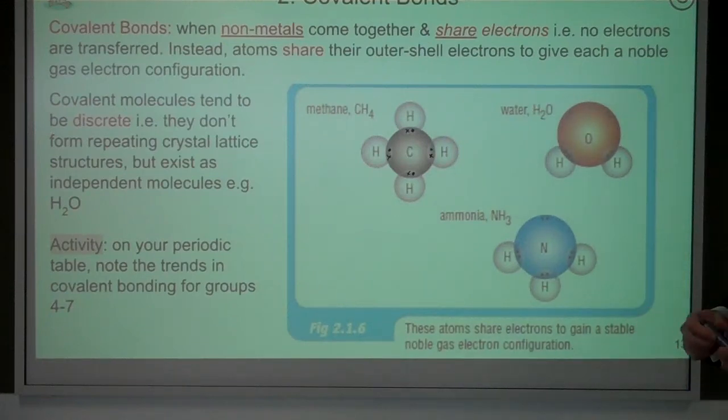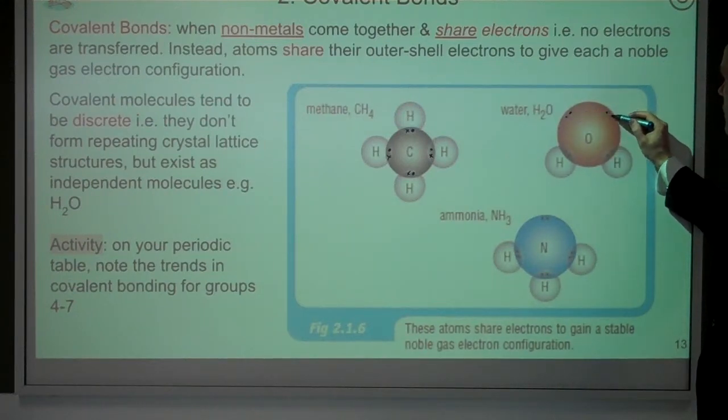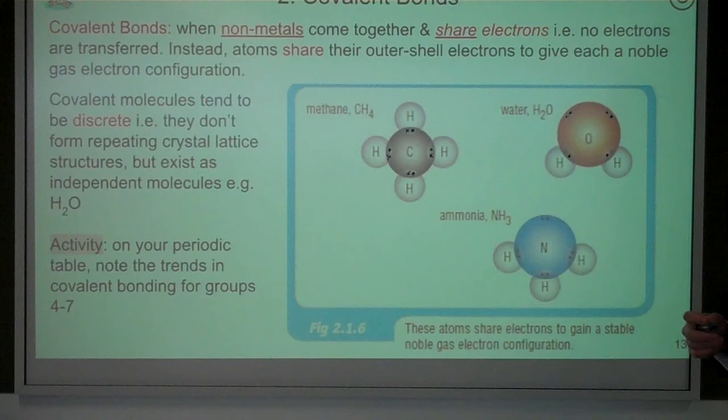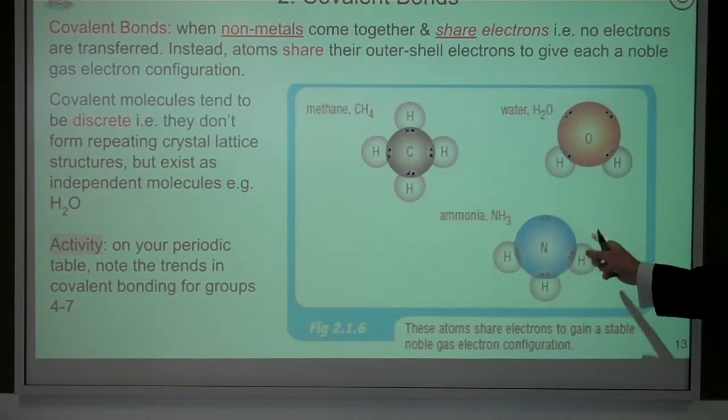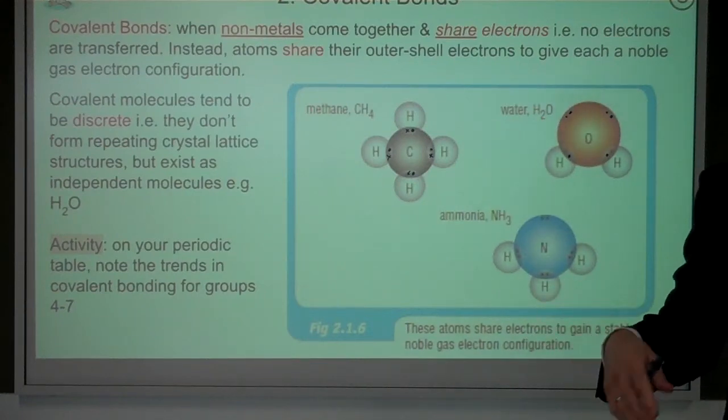Now, what group is oxygen in? 6. So how many valence electrons does oxygen have? 6. There you go. 1, 2, 3, 4, 5, 6. Oxygen wants to gain 2. So how many must it share? 2. You're right. If it wants to gain 2, it will share 2. Hydrogen, hey, look at this. Hydrogen, hydrogen, hydrogen, popping up quite a bit. Hydrogen acting like a non-metal.